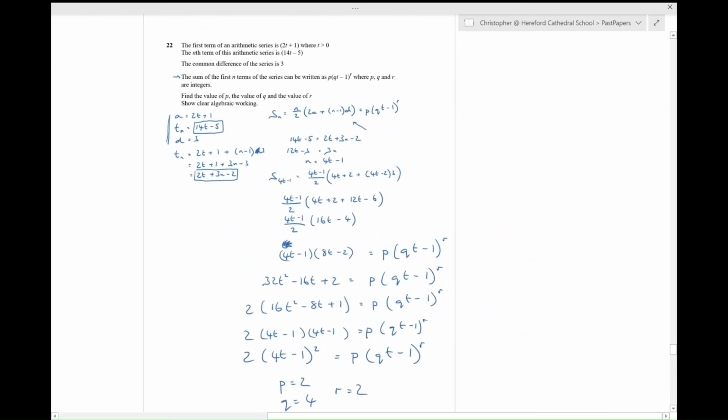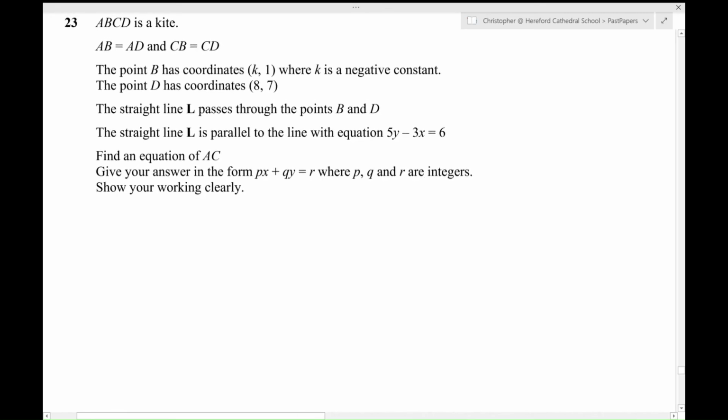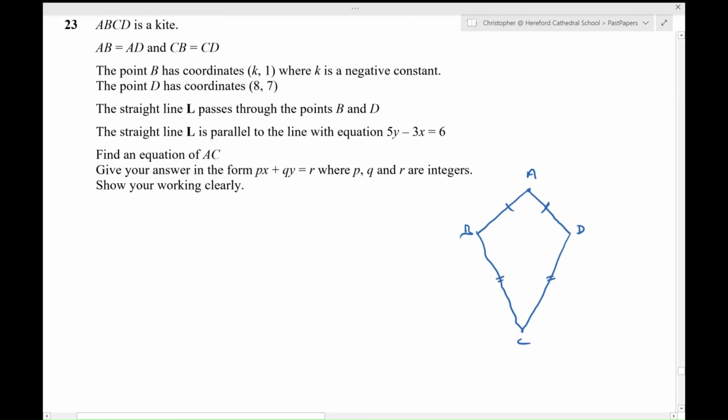Question 22. Question 23. Right. A, B, C, D is a kite with AB equaling AD and CB equaling CD. So I'm going to draw a kite because generally it helps in these longer questions to have a diagram. So A, B, C, D, equal side, equal side, equal side, equal side. Good. Now point B has coordinates K, 1. So I'm going to write K, 1 here. Okay, K is a negative constant. The point D over here has coordinates 8, 7. Great. And the straight line L passes through the points B and D.